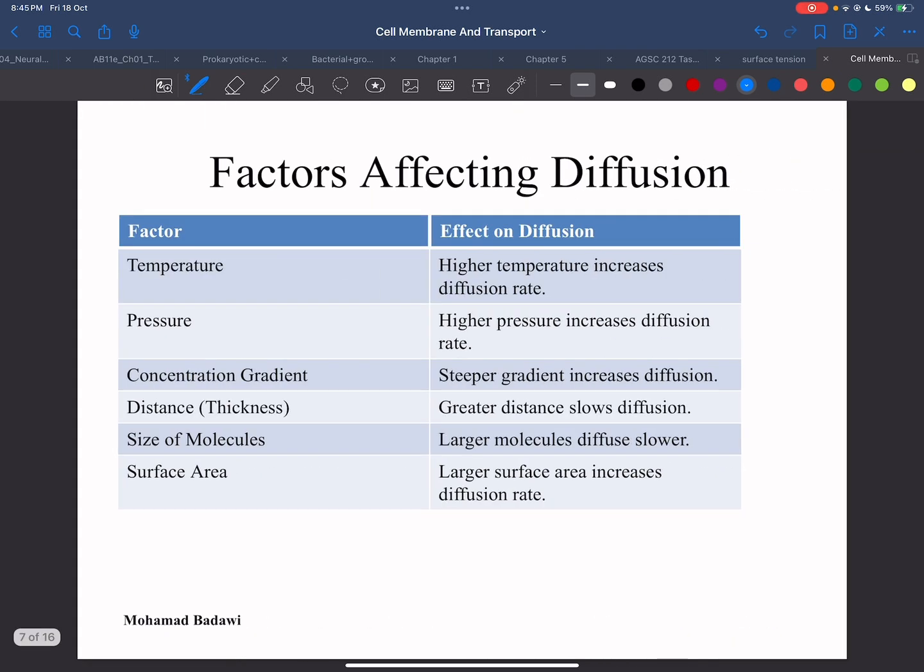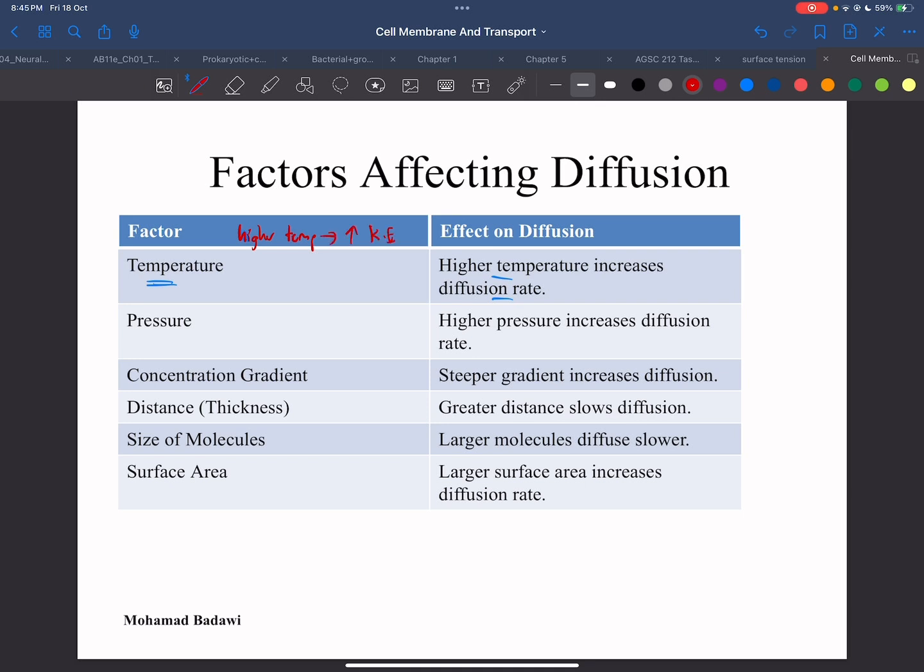Now we have different factors that can affect diffusion. What are those factors? We can have temperature. A higher temperature increases the diffusion rate. Why is that? Because higher temperature leads to a higher kinetic energy.